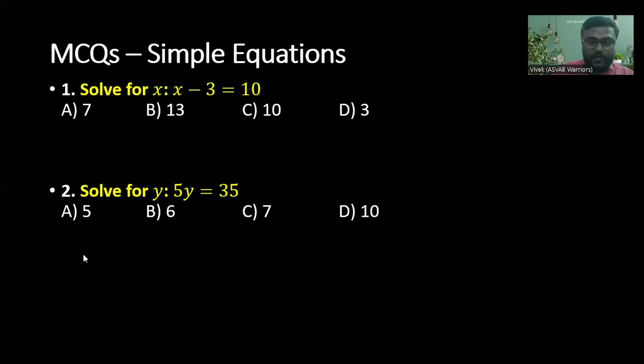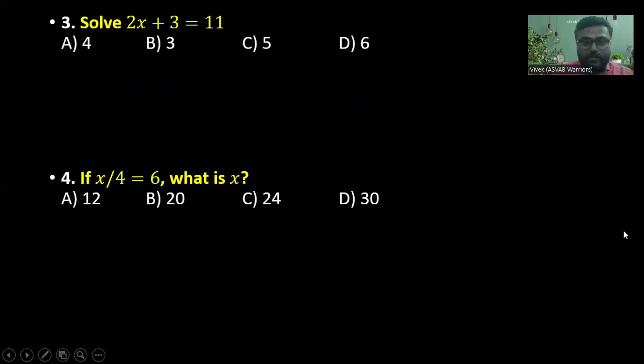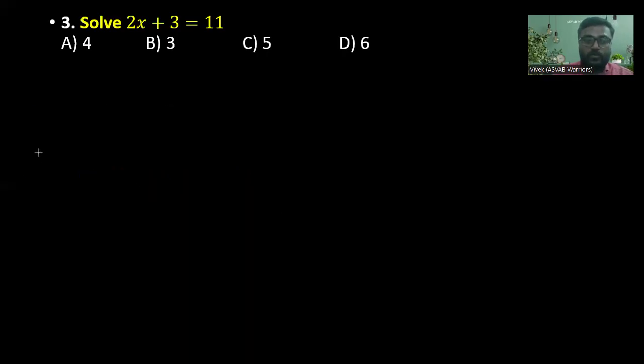Now let's move on to the next questions. Here we will be solving some two-step equations, where you will have to do 2 steps. Let's say we have 2x plus 3 is equal to 11. Now if I observe, this 2 is in multiplication and this 3 is added. So the first thing I'm going to do is subtract 3 from both sides. What do I get?